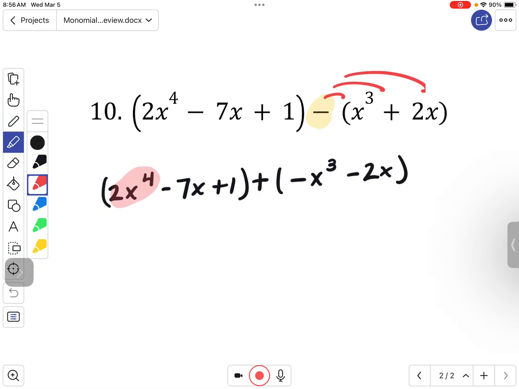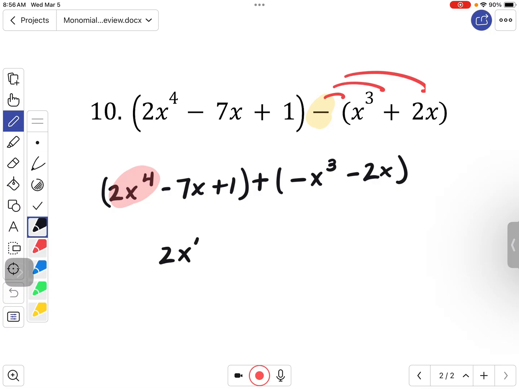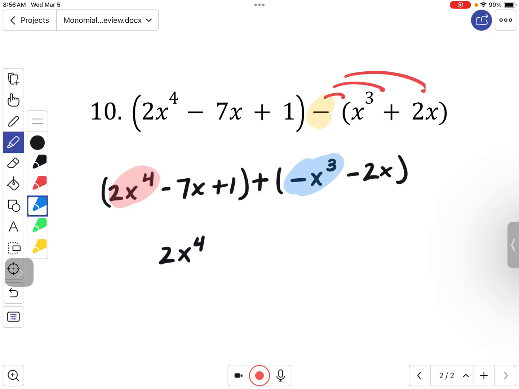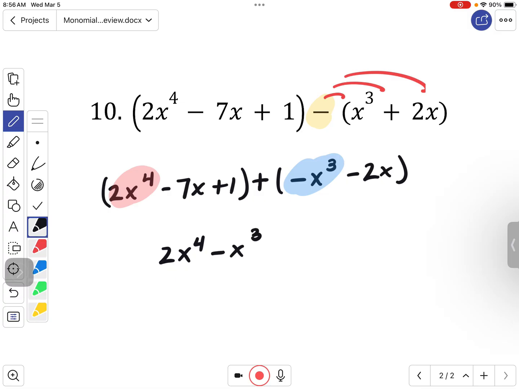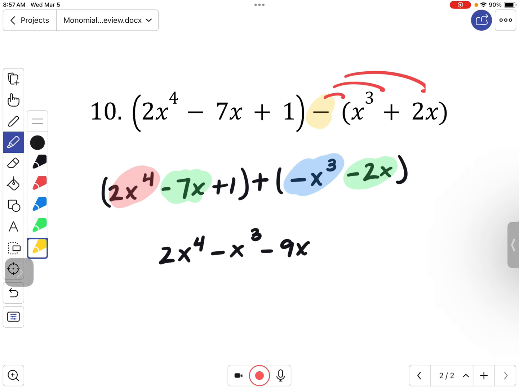And now I'm just going to add. I have 2x to the fourth. Do I have any other x to the fourths? No. So I'm just going to write 2x to the fourth. Okay, so the next power would be to the third. I have a negative x to the third. I don't see any other x to the thirds, so I'm just going to write negative x to the third. And then I have this negative 7x and minus 2x. Negative 7 minus 2 is going to give me a negative 9x. And then the last piece I have is this positive 1, so I'm just going to put that on the end, plus 1.